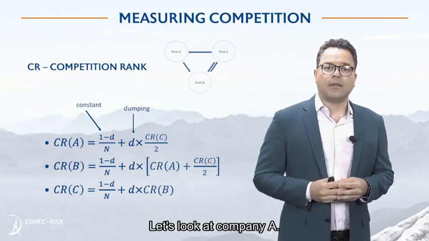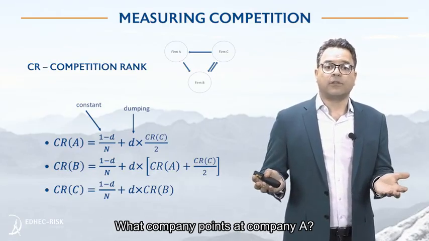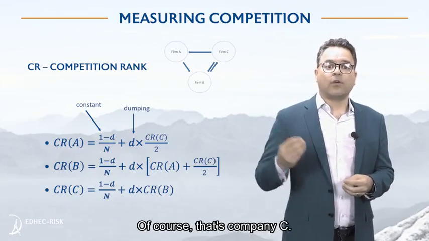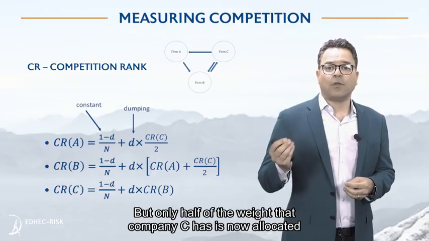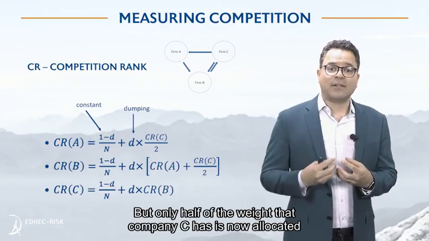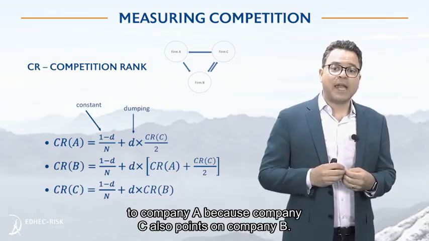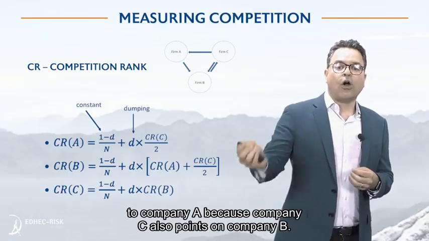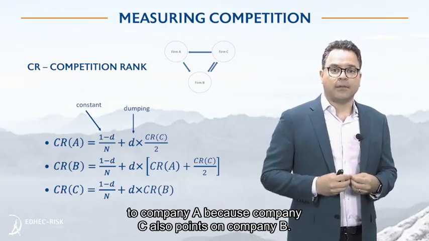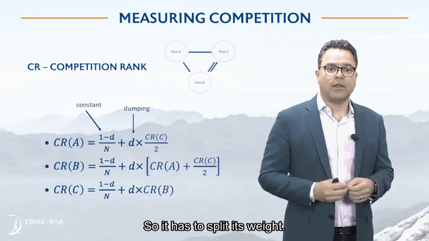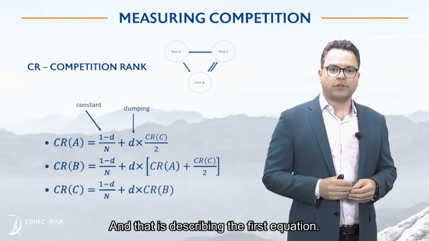Let's look at company A. What company points at company A? Of course, that's company C. But only half of the weight that company C has is now allocated to company A, because company C also points at company B. So it has to split its weight. And that is described in the first equation.